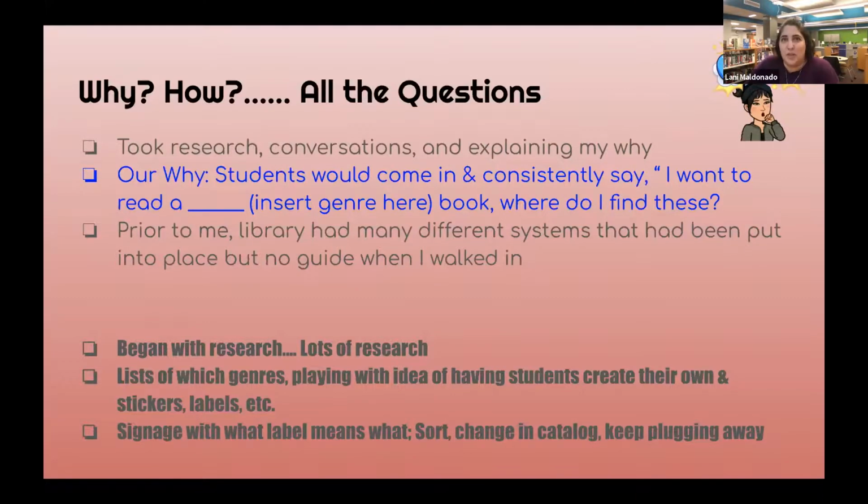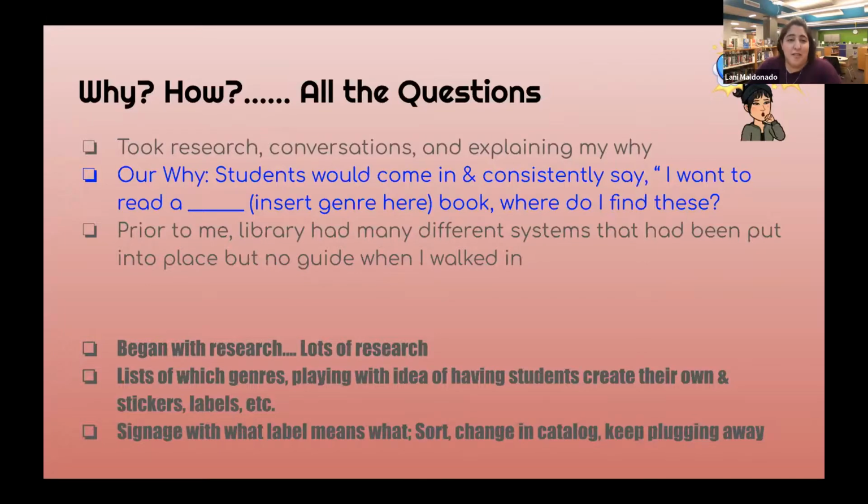Sometimes with school libraries, you have to explain your why. And when you go to do a process like this in a school library, people are like, well, what do you mean you're going to change how a library works? So you might have to do a little bit of research, talk to people, show them some different things. And I felt like this was the best approach to start.